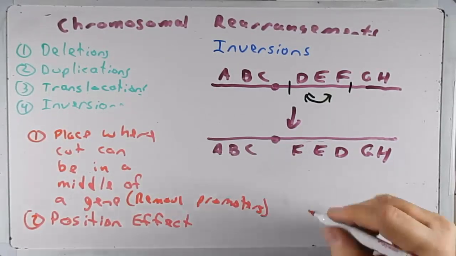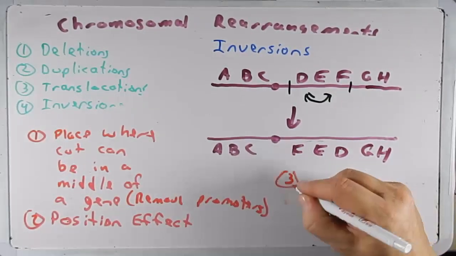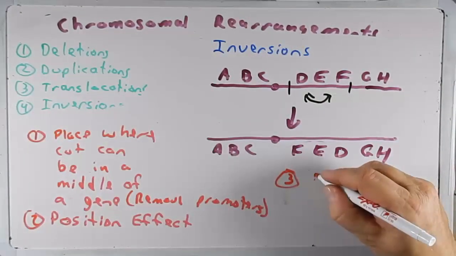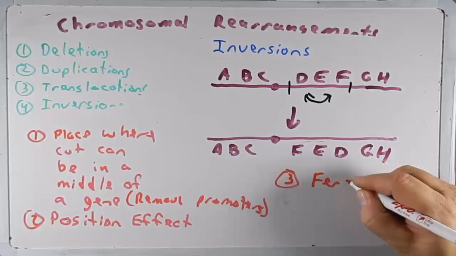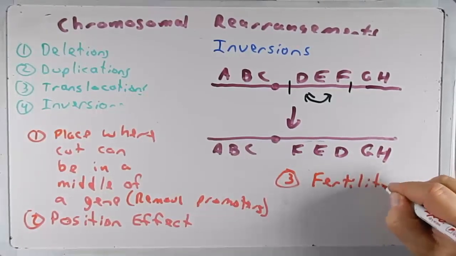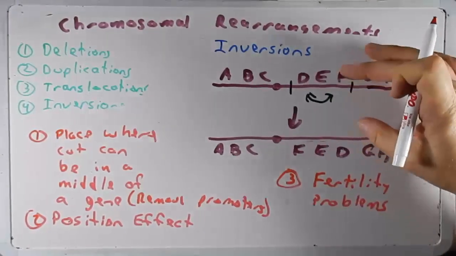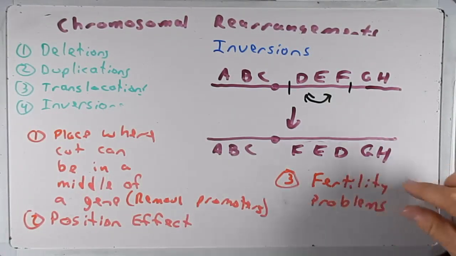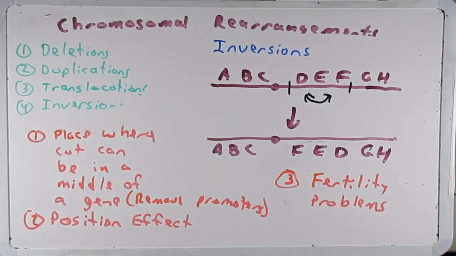The last thing, I'm just going to list this one, I'm not going to explain how it happens, but a lot of times people with inversions can have fertility problems. It has to do with how things get balanced during meiosis, but in general, I just want you to know that there can be fertility problems with people who have inversions. Okay, that's all I'm going to say about chromosomal rearrangements.